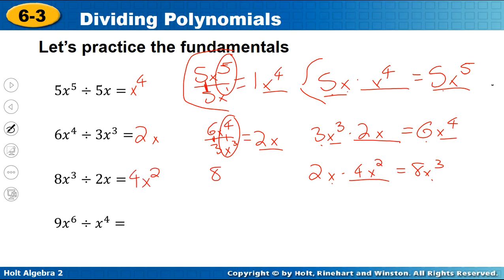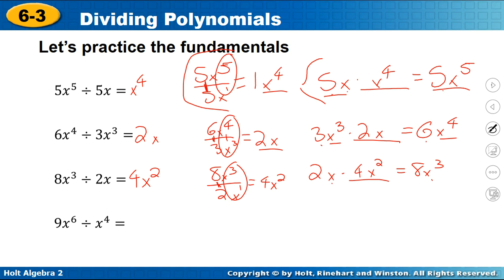Again, if you're doing it the more traditional way, you can say 8 divided by 2 is 4, and 3 x's, take away 1, 3 minus 1 is 2, 4x squared. And then our very last one, x to the 4th times something is 9x to the 6th. So I don't have any numbers here, right? But I ended up with 9x to the 6th, so I'm definitely multiplying it by 9. I had 4 x's, ended up with 6 of them, so I contributed 2 more, right? It would be 9x squared.